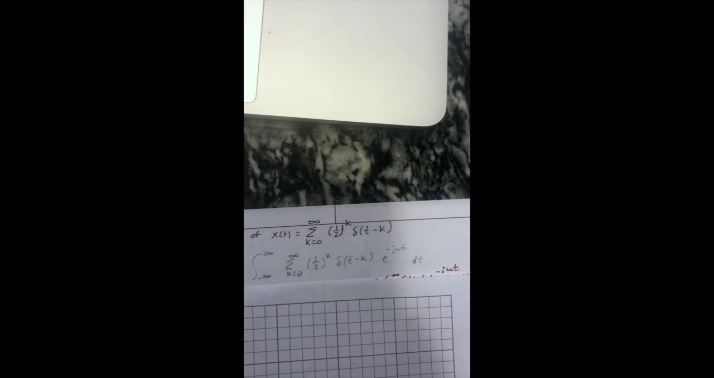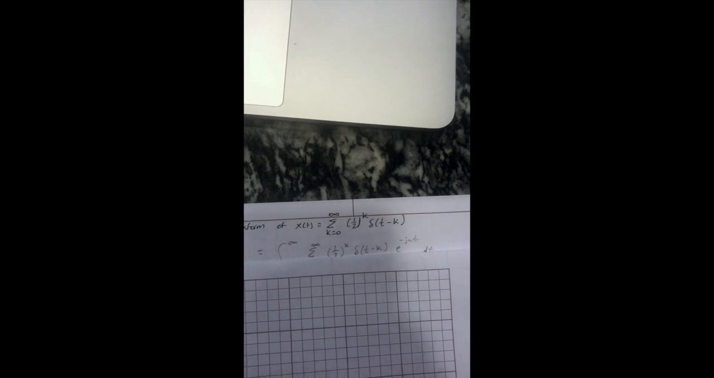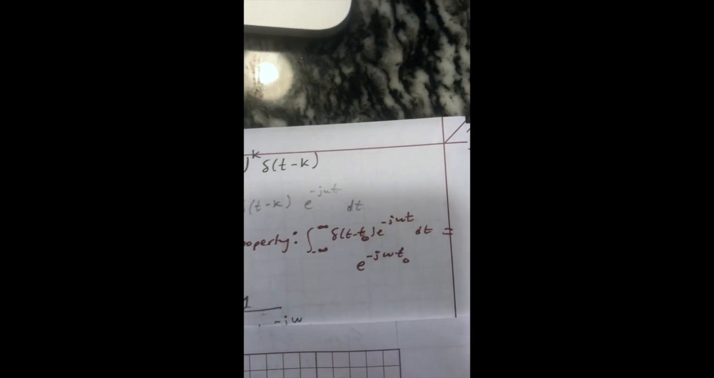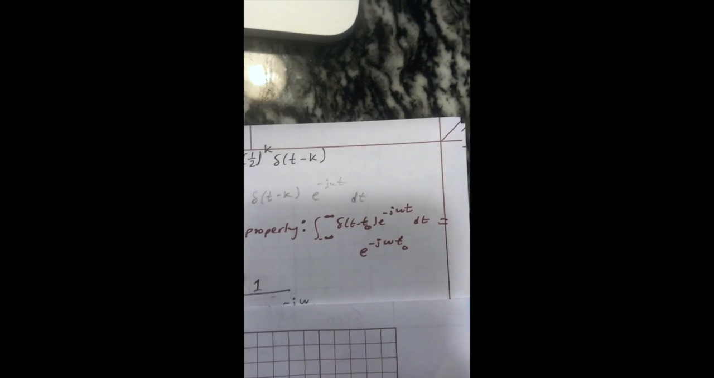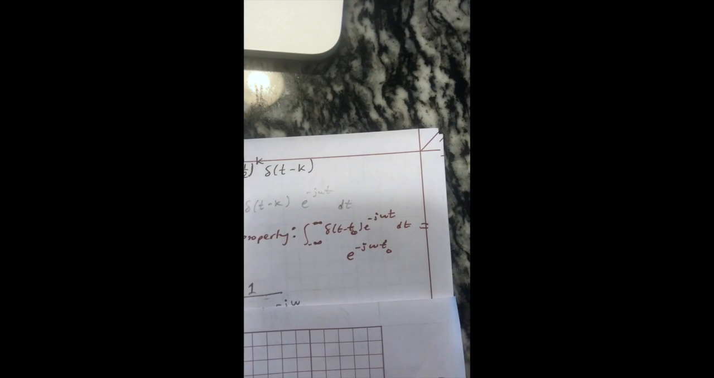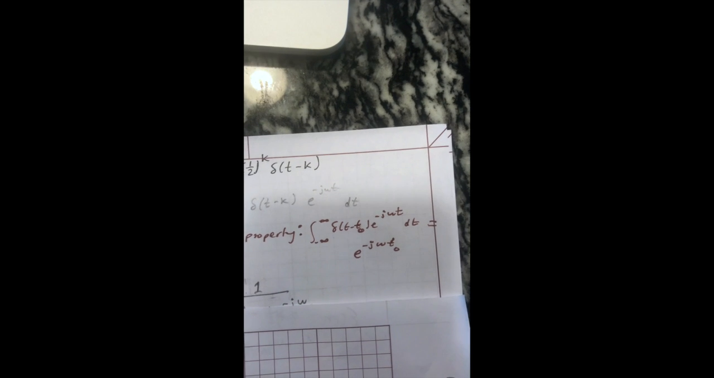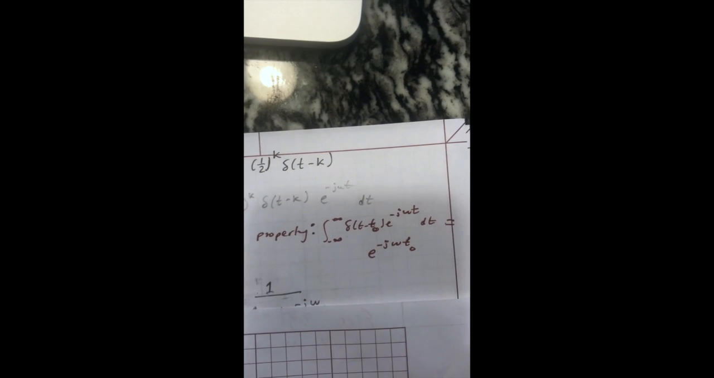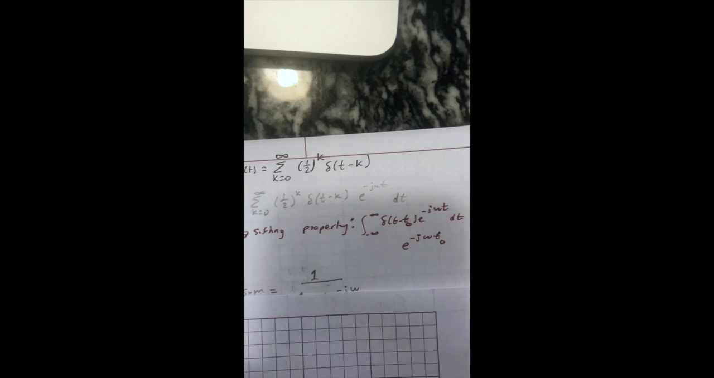If you move on to the next portion of this, you get here, and then here's the sifting property implemented, which just tells you that the integral from negative infinity to infinity of delta of t minus t naught times e to the minus j omega t dt gives you e to the minus j omega t naught, right? That's basically the sifting property. Whatever you sift in the delta function goes on your exponential, e to the minus j omega t naught.